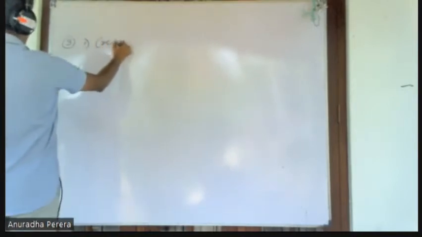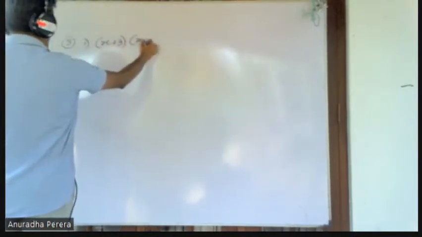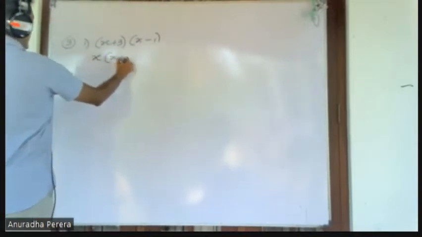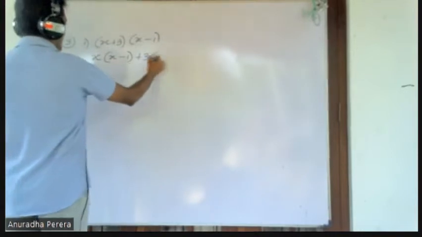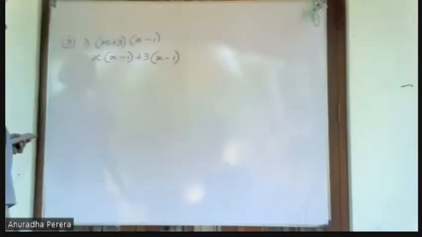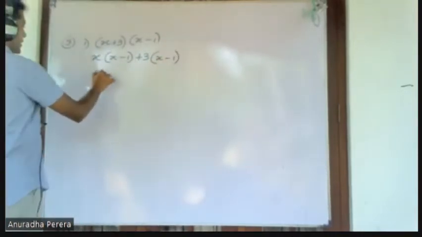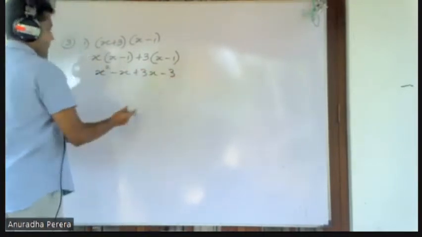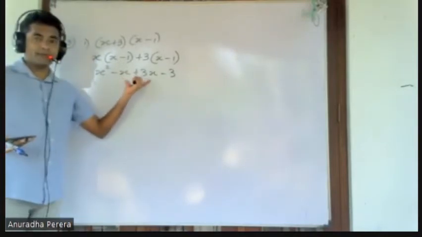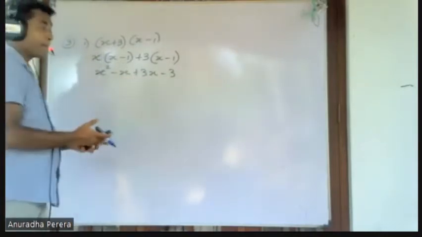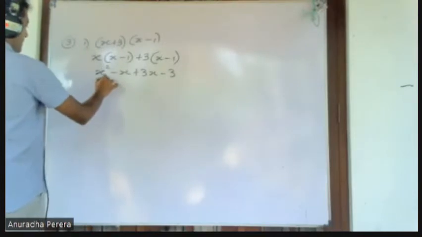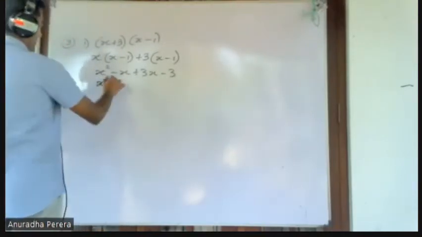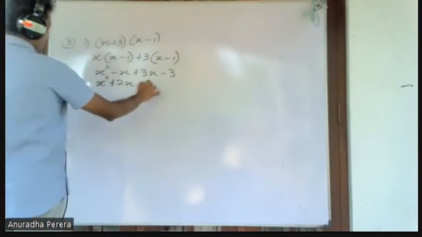x plus 3, x minus 1. x times x minus 1 plus 3 times x minus 1. x squared minus x plus 3x minus 3. Like terms. What is the value of minus x plus 3x? Plus 2x. Yes, x squared plus 2x minus 3.